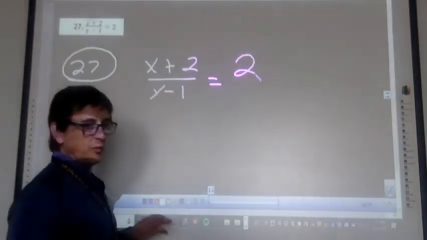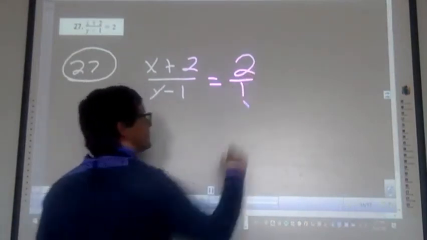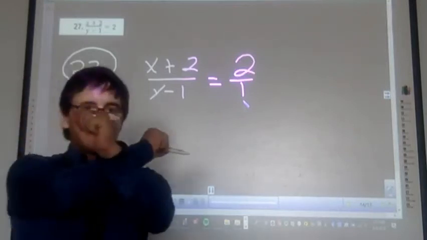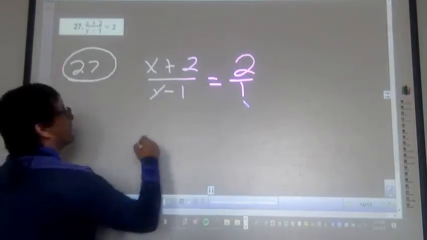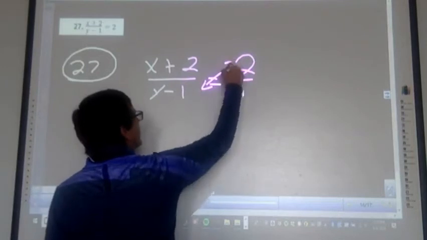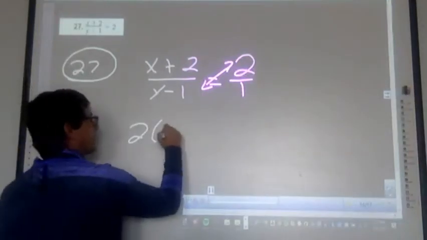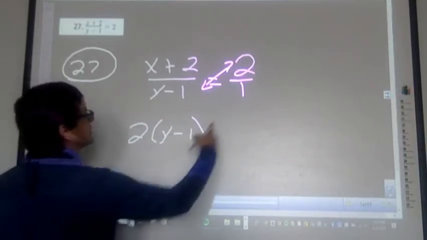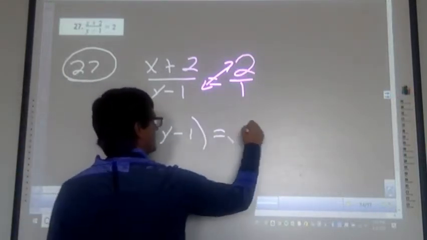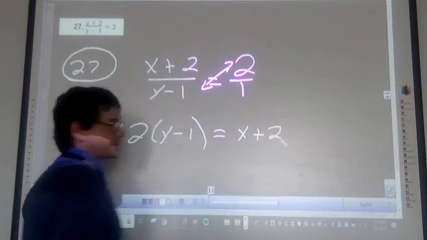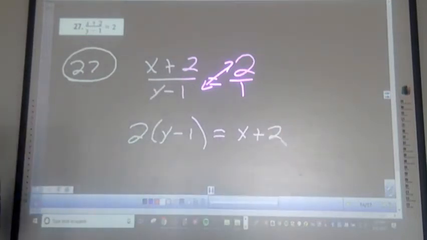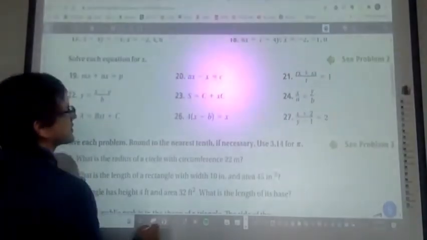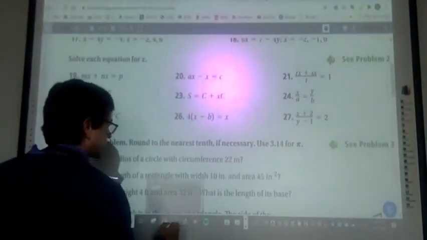So one really easy way to solve this is if you put the 2 over 1, then we can just do the old cross multiply. So we're going to multiply 2 times y minus 1, like that, using parentheses, and 1 times x plus 2 is just going to be x plus 2. And then I think we're solving for x on this. Let me just double check. Yep, solving for x.